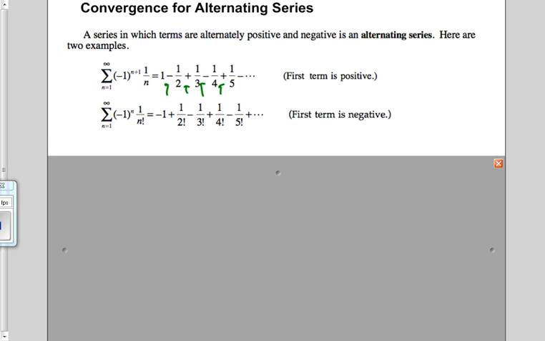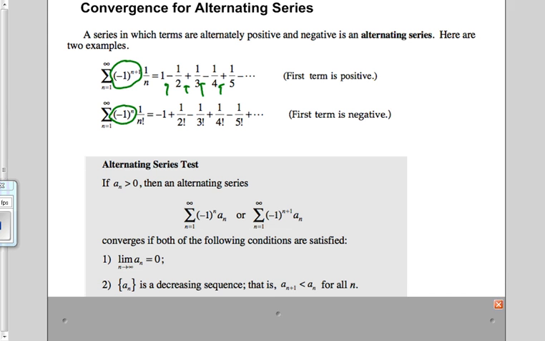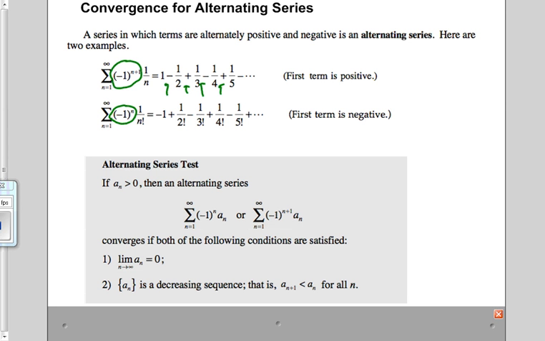And the way we create that is from that minus 1 to the n, or minus 1 to the n plus 1. And what we want to do is create a framework for how we can decide whether or not these series are converging or diverging. And there is an appropriate test here.